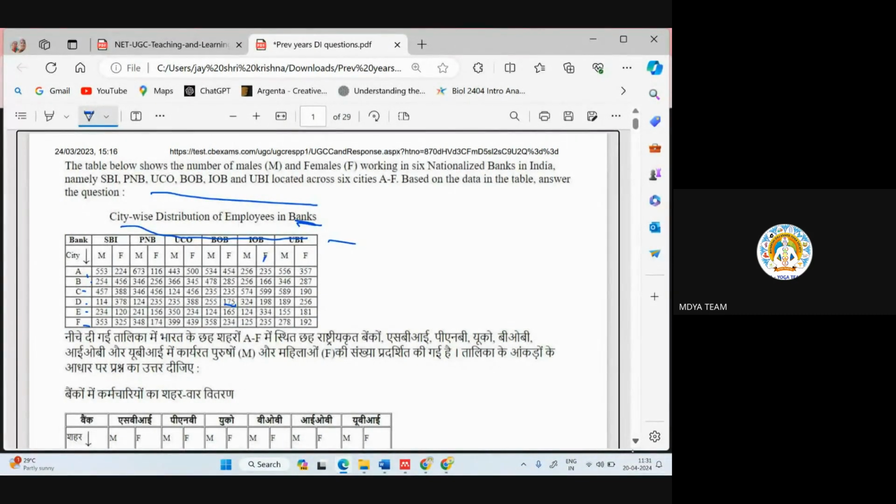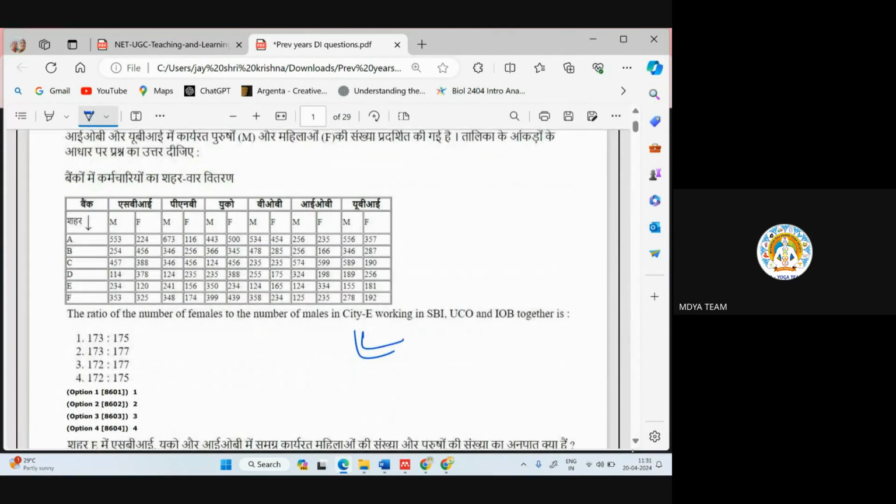Now let's come to the question. The question will be very easy. The ratio of the number of females to the number of males in city E working in SBI, UCO, and IOB together. So what are they asking? They are asking the number of females working in SBI, UCO, and IOB together, working in city E. They are asking for city E, number of females working in SBI.